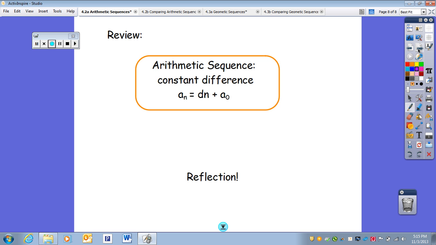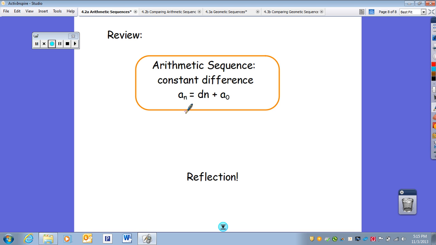Let's review. An arithmetic sequence has a constant difference, and the formula we need to use to write a rule for the arithmetic sequence is a sub n, which means the term I'm talking about, is equal to the difference times the number of that term plus a sub 0. And remember, a sub 0 is the term previous to the first term.